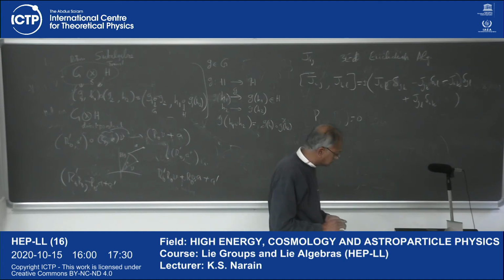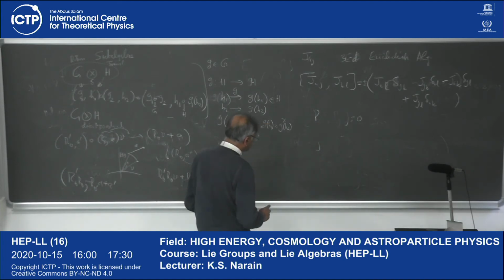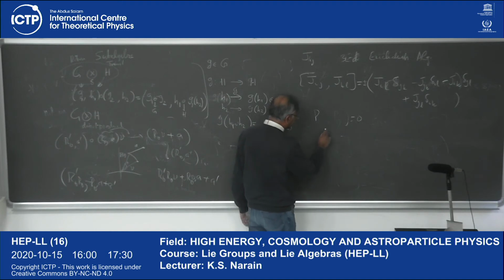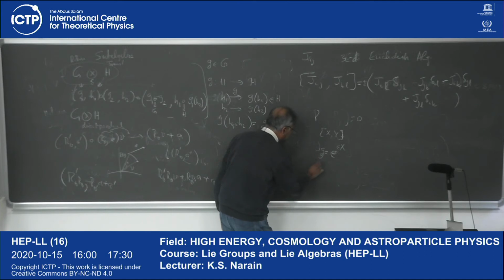Yeah, that's true. Actually, what the commutator measures: if I look at the xy, so let's say I take G to be e to the power of epsilon x, and you ask the question, I look at the adjoint G action on y.